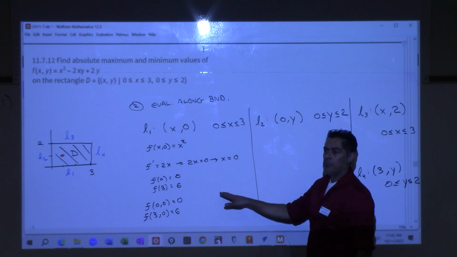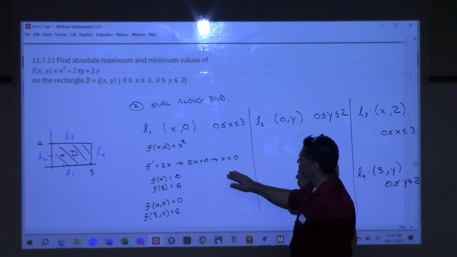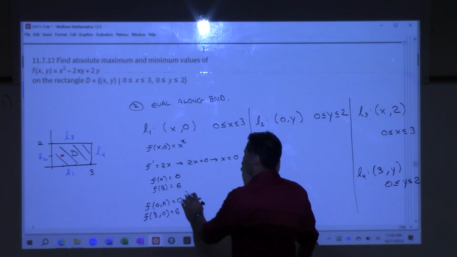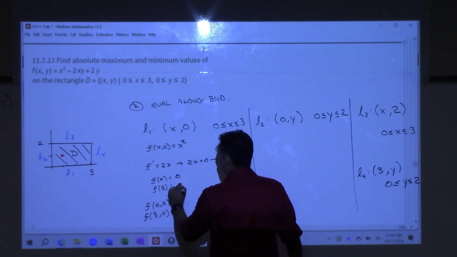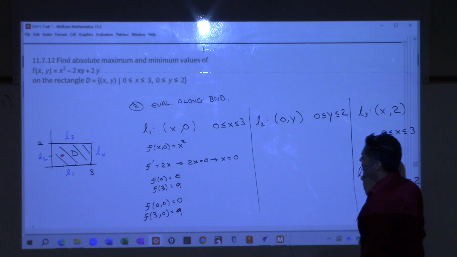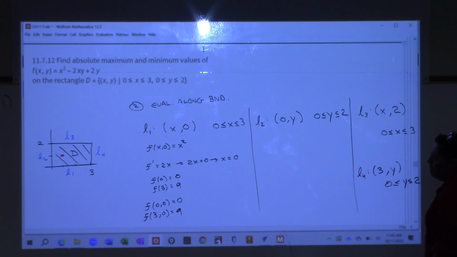Don't you, I thought you plugged into f, not f prime. Yeah, we were discussing that. You plug into it when you get your critical points. I thought you plugged them into the original equation with the x squared. Where did I put them? Oh, I put them, yeah, I'm sorry. This is 9, sorry, 9. Yes, thank you.